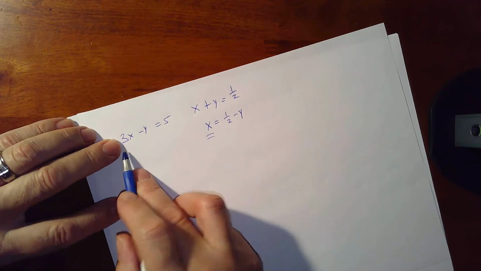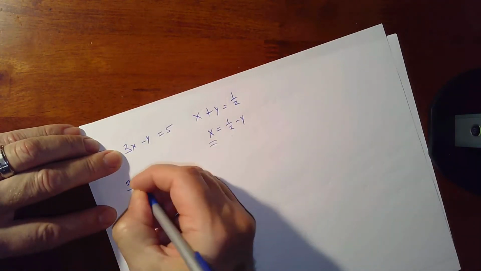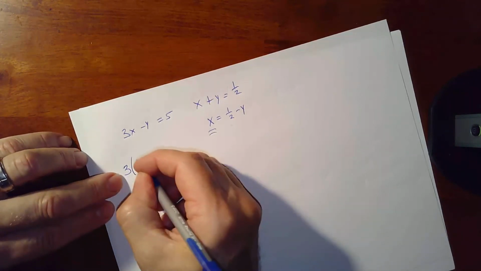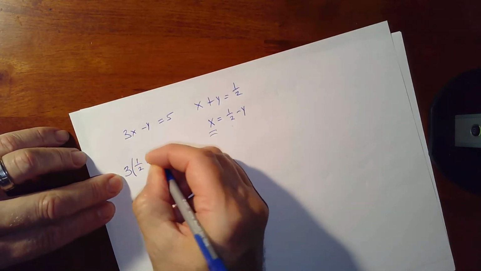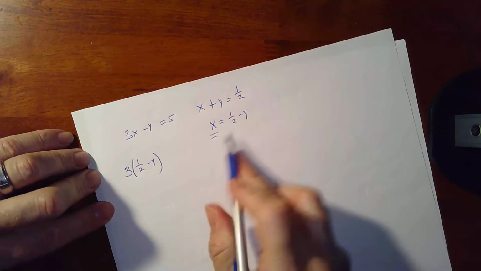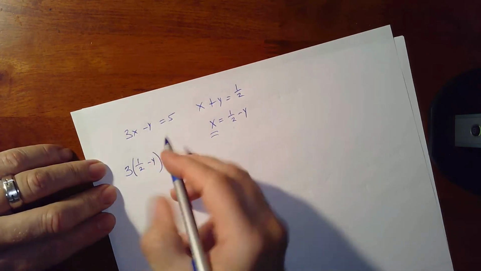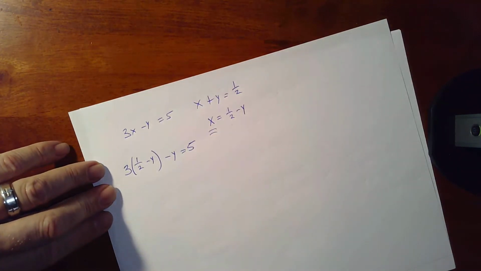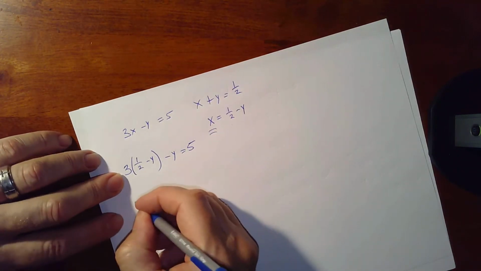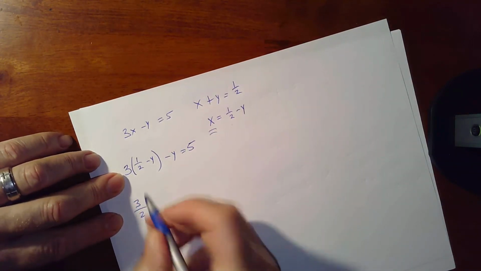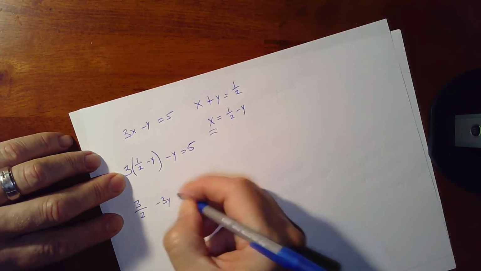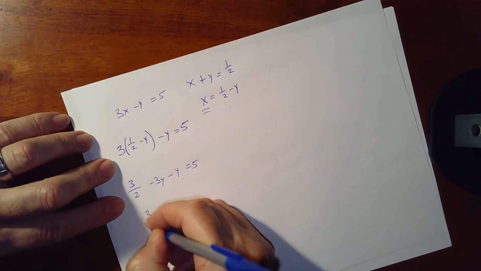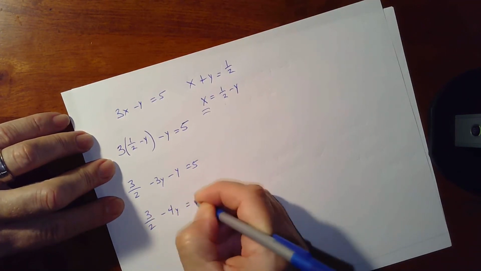So over here we have 3 times x. Well, x is this quantity 1/2 minus y. 3 times x, 3 times 1/2 minus y, minus y equals 5. Okay, 3 times 1/2 is what, 3 halves? Minus 3y minus y equals 5. So we have 3 halves minus 4y equals 5.